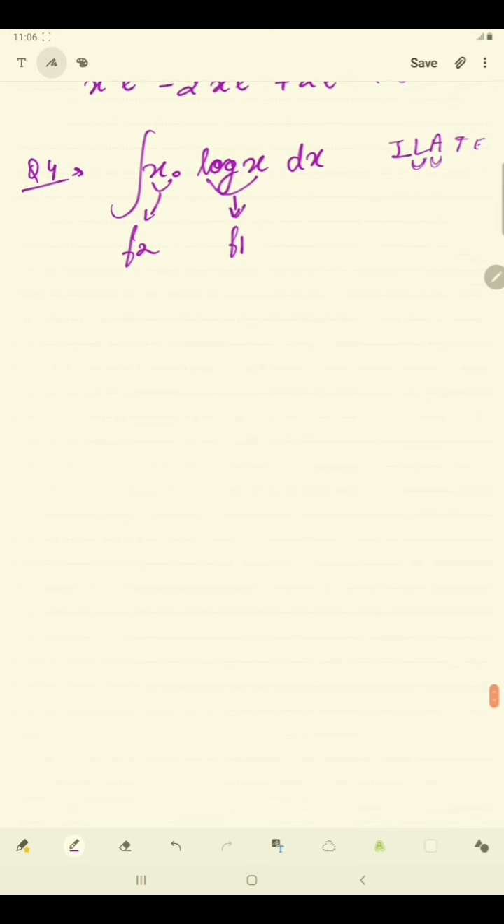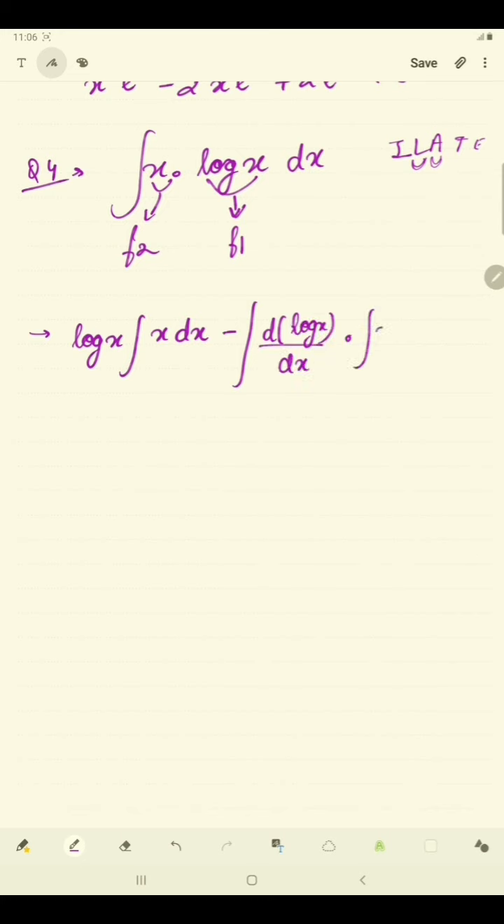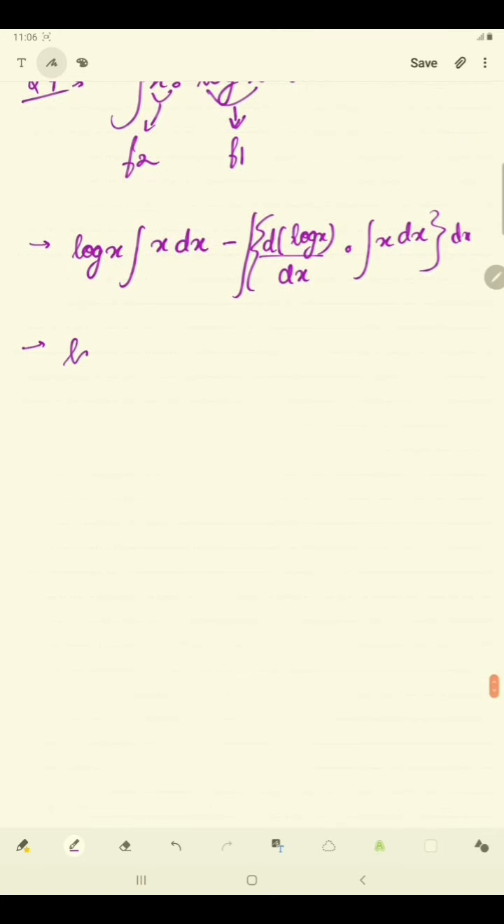We need to choose according to the preference, so it varies in each and every question. So we now directly apply the formula: log x, integration of x dx, minus integration of the differentiation of log x with respect to x, dot integration of x dx. At first it seems to be a bit complicated, but when you practice you'll get used to this and you'll solve it very easily then. So differentiation of log x is 1 by x, dot integration of x, which is x square by 2, dx.